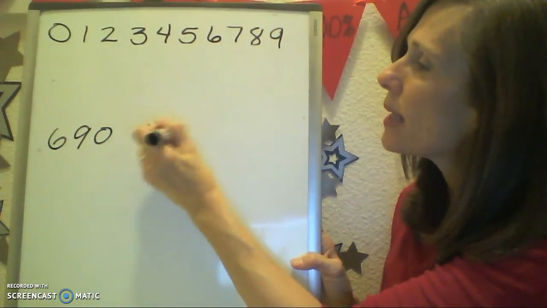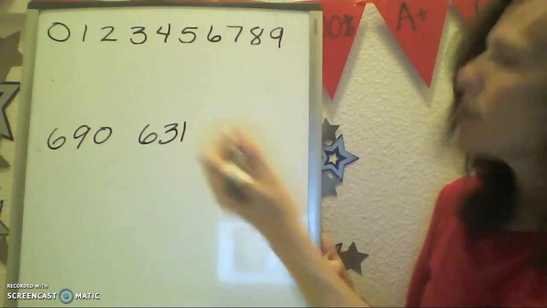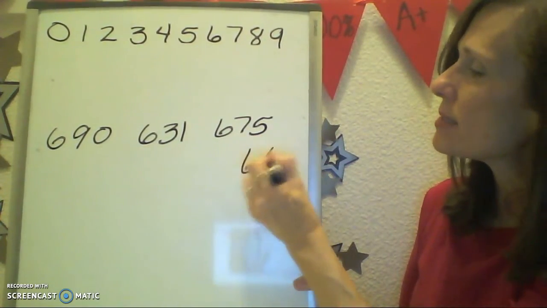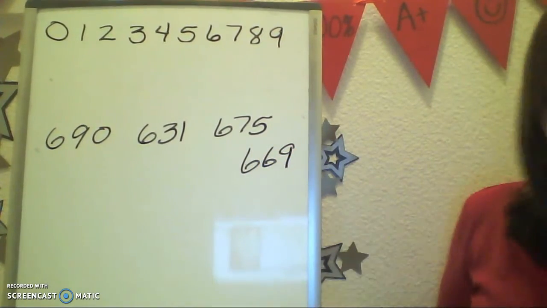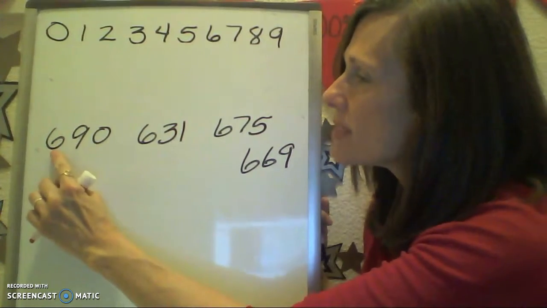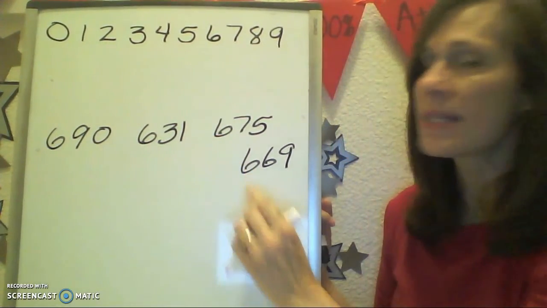690, 631, 675, and 669. All right, so here again, I look at my number. I start in the hundreds place. Oh, I notice I have a 6, 6, 6, and a 6.